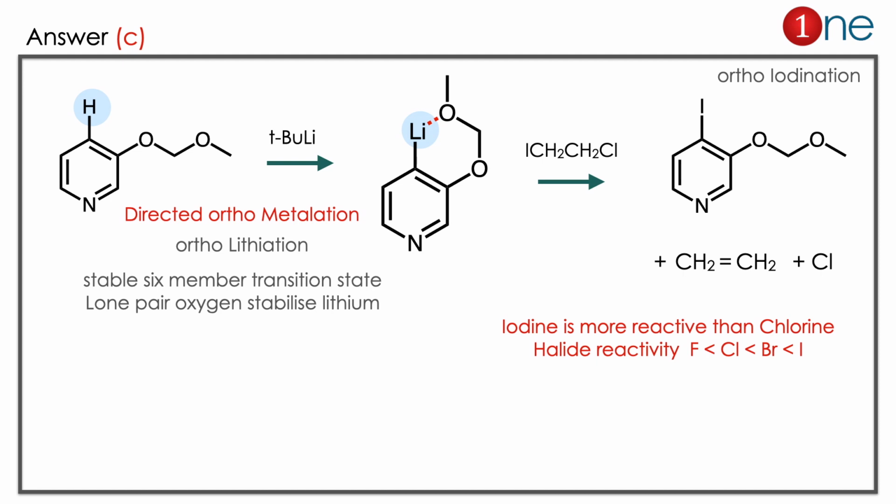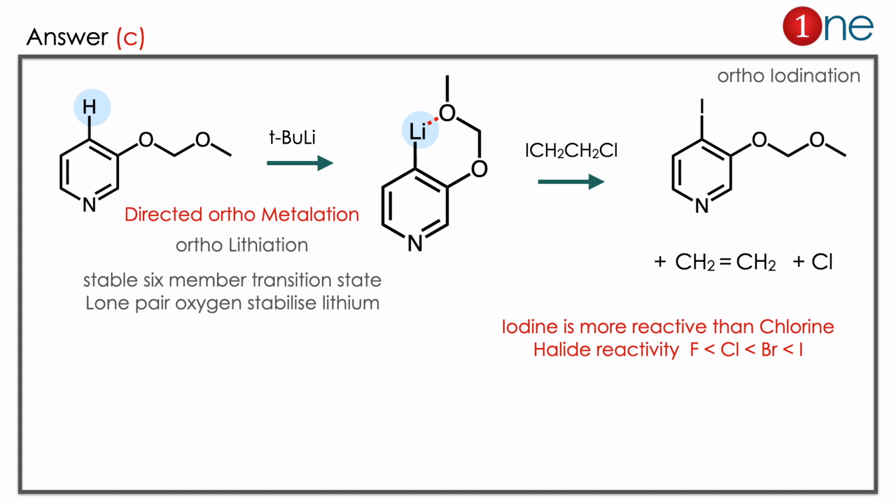The answer is C. Let us see how. The starting material has a side chain with oxygen-containing groups. You are using butyl lithium. This is a very important and new concept. It is called directed ortho-metallation, meaning the guided removal of a proton from the ortho position by the guidance of oxygen there.